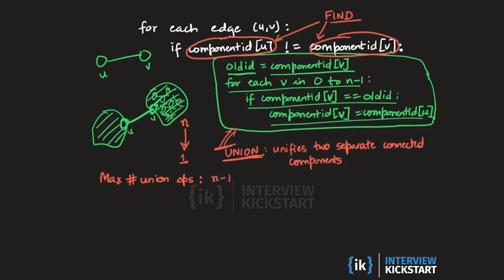Starting from n, how many times can we decrement the number of connected components to reach 1? Well, that's n minus 1. What is the maximum number of find operations?